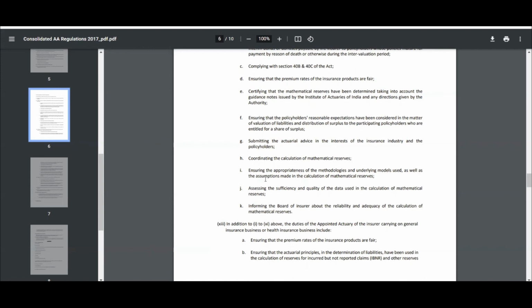And yeah, do stay tuned for the remaining portion of the appointed actuary, that is the eligibility criteria and the peer review, which I'm going to combine. And yeah, that will be released today.